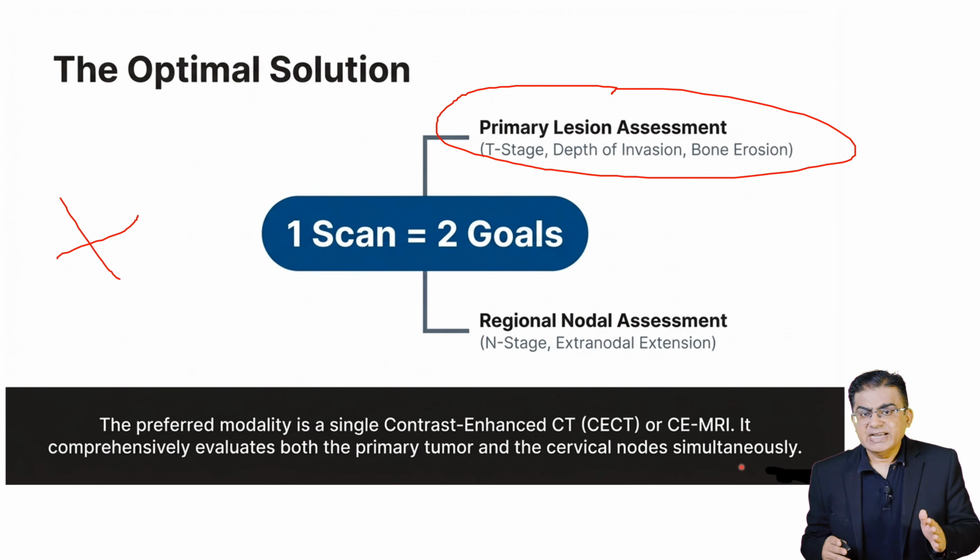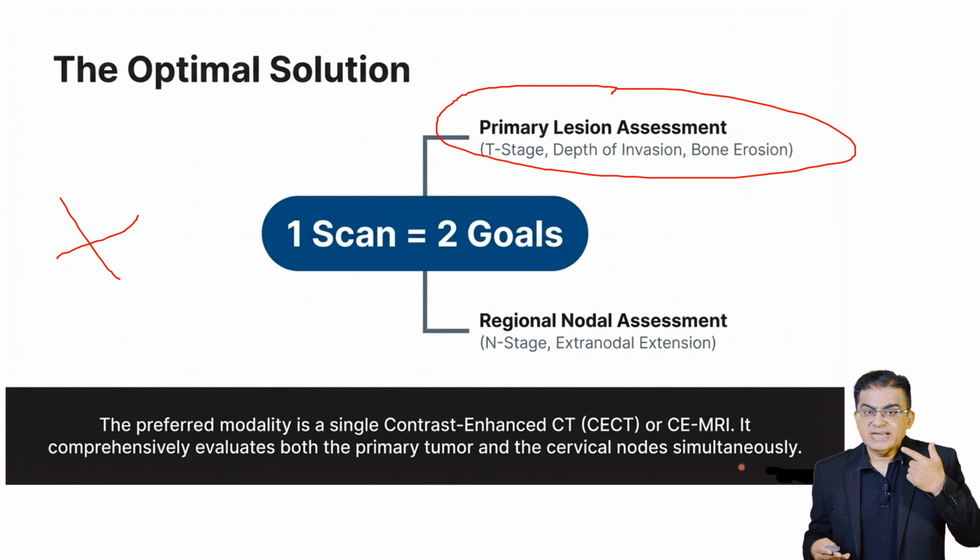Stop over investigating the neck by doing another scan. If you have already done a high quality contrast enhanced imaging modality such as CT or MRI to stage your primary oral cavity tumor, use that imaging to evaluate the neck. Do not order a separate imaging modality just to look at the node. And absolutely do not order a PET scan routinely. It is expensive, and as this meta-analysis proves, it does not give you better sensitivity or specificity.